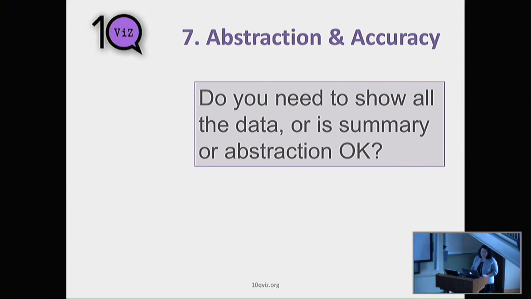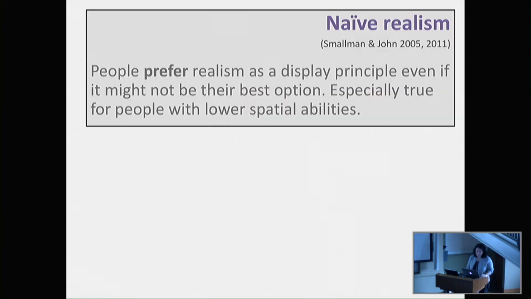Good. So here the question is whether you need to show all the data, and whether summary or abstraction is okay to do. This is an important question to reflect on, because trying to show everything at once can backfire, as we have seen. But summarizing is also a bit of a problem, because what if you exclude something that mattered? So this speaks for interactive displays, perhaps, where people can experiment and look at it themselves, but you can't afford that all the time. So it's a decision to make.